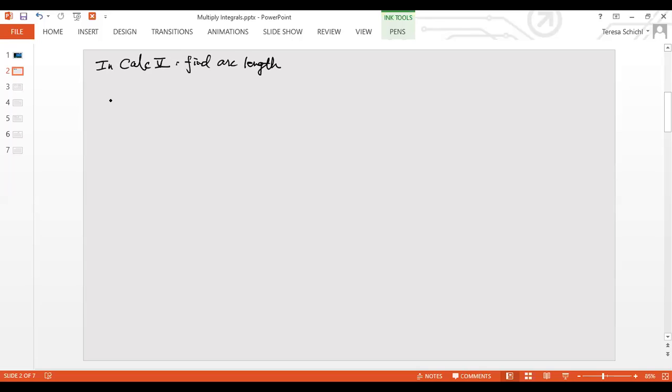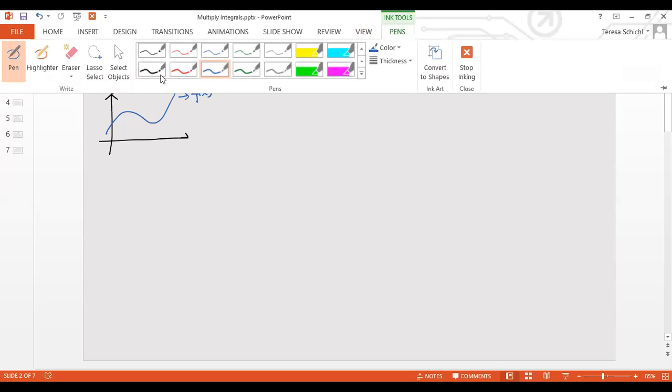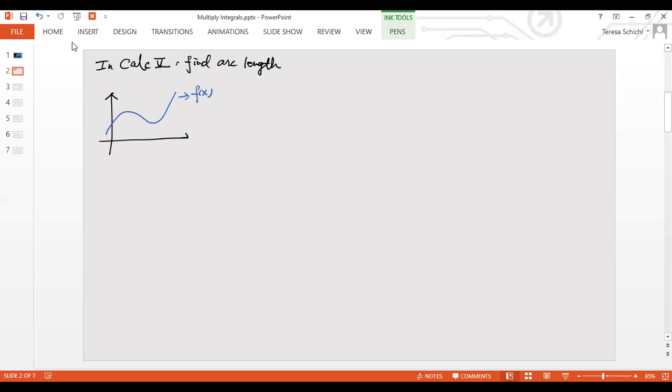So for example, if you give me a function, this is my f of x function. And then I have my a and b here. So this is a and this is b. And I'd like to know the length of this curve in between these two points. That's why we say arc length here, right?